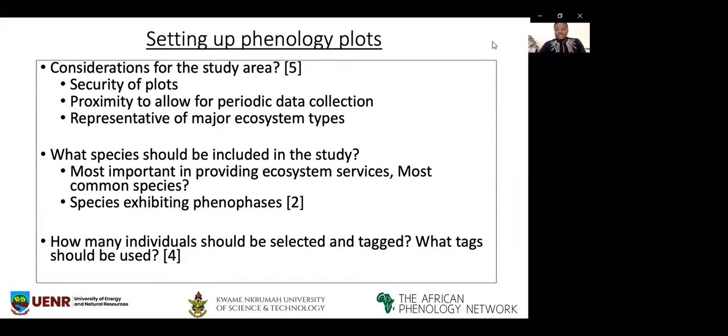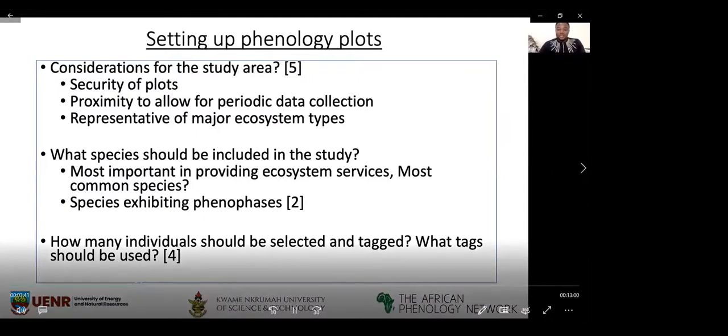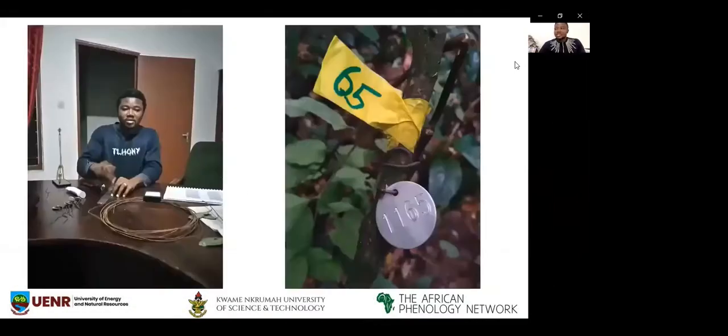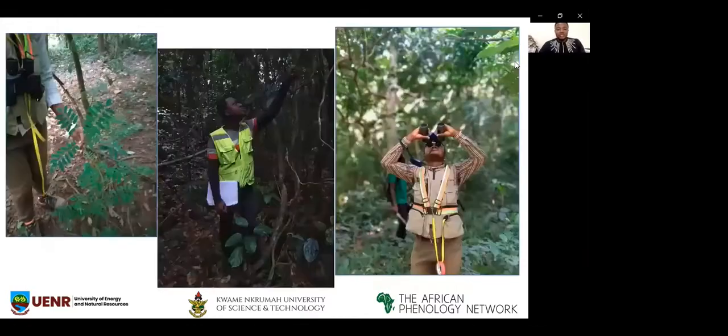And the question on the tags, we had to settle on tags that were not fanciful, that were inexpensive, and tags that could also withstand fire, because some of our sites were prone to fire outbreaks. If they were expensive and fanciful, any passersby or tourists could remove them, and they could even take them for totally different purposes. And so we settled to use the aluminium tags pictured here. So we use aluminium tags and copper wires to tag the lianas, and we also use masking tapes to help with visibility of the plot.